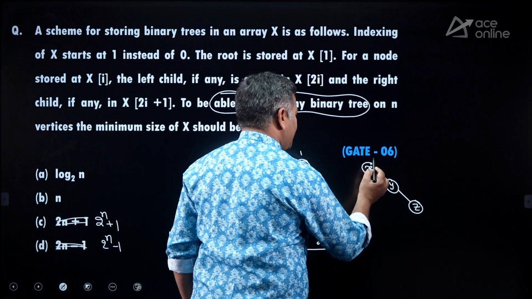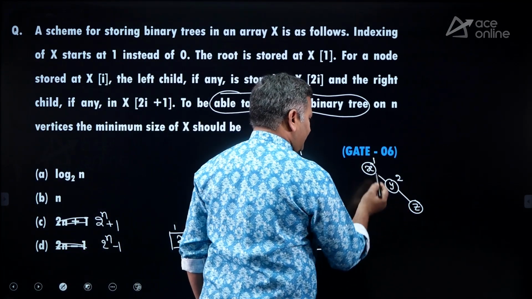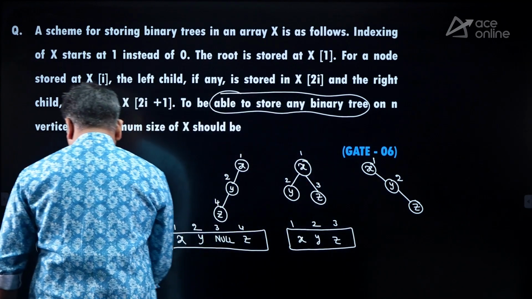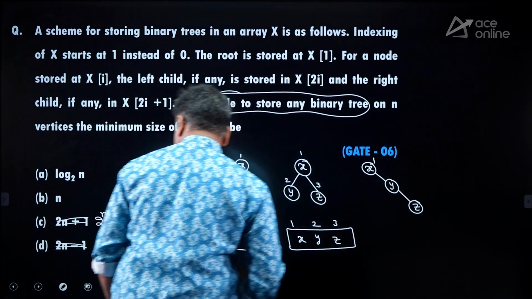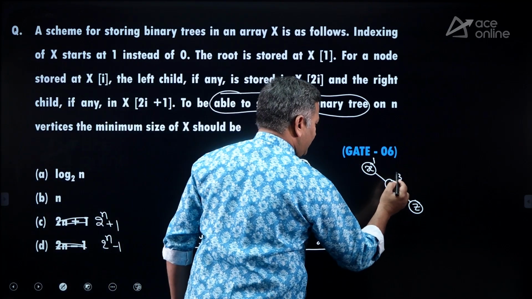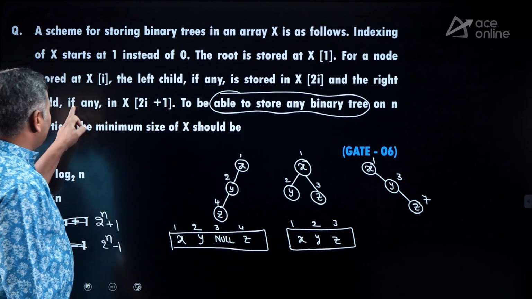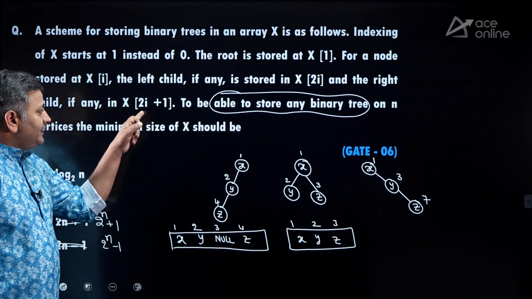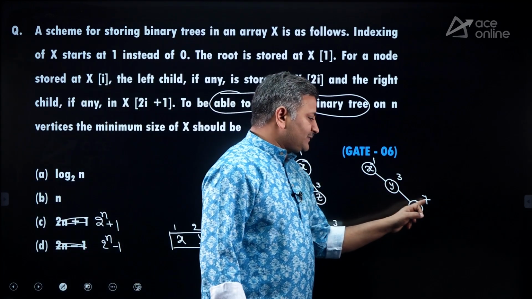Now, if root node index is 1, the left child is 2 into 1, that is 2, and the right child is again 2 into 1 plus 1. Right child index is 2i plus 1. That equals 3, and 2 into 3 plus 1 equals 7. Because the question mentioned that for any index i, the right child must be at 2i plus 1. Therefore, 2 into 3, 6 plus 1, 7.